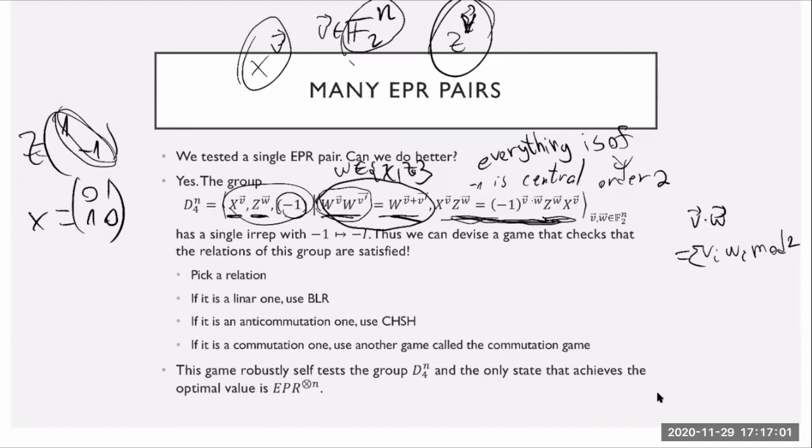If you don't believe me, you can check that this is actually a presentation of the nth power of the dihedral group D4. Okay, and now how can you test? My claim is that you can test these relations. You deliberately don't say the Pauli group?